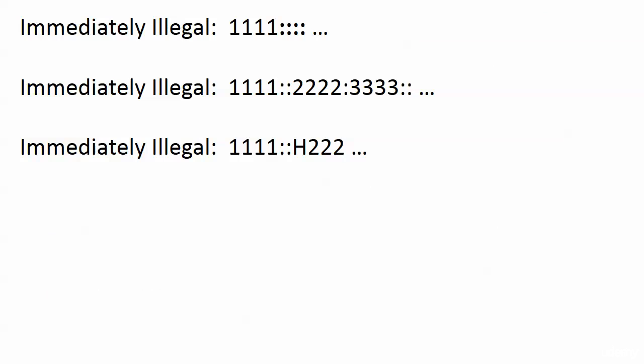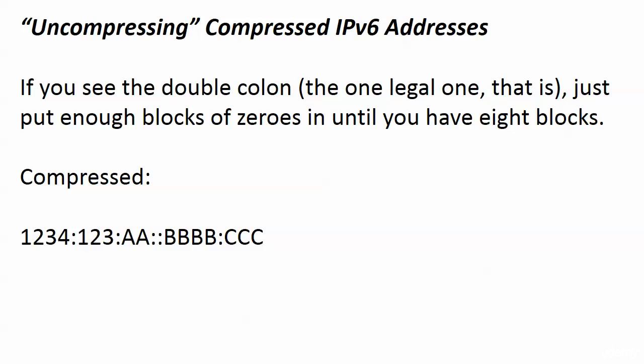So if you saw choices like this, and I put the 3 dots here at the end just to say, hey, the rest of the address you don't even have to look at. Because the first one, going from left to right, you see 4 colons in a row, immediately illegal. Going from left to right with the second one, you see that second set of double colons following the 3s, immediately illegal. And then we've got the letter H stuck in another address, you don't even have to look at the rest of it, because no matter how legal the rest of it is, that address is totally illegal.